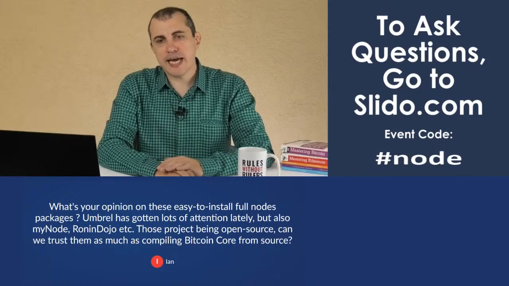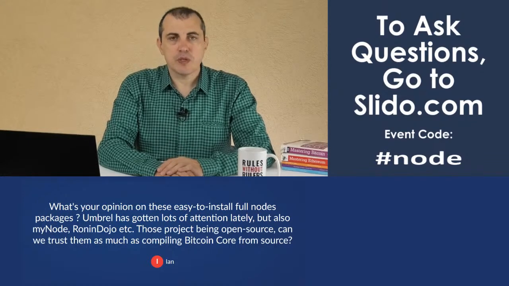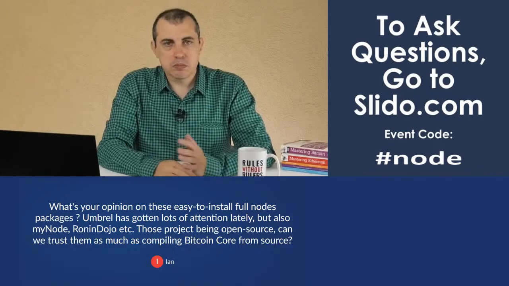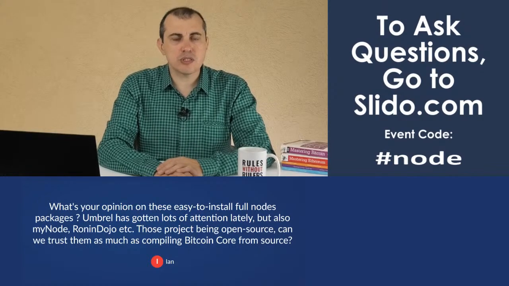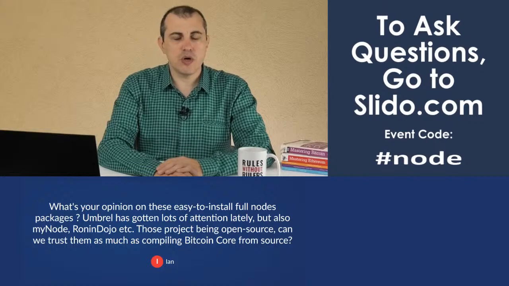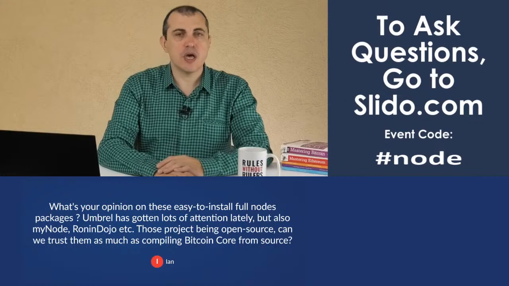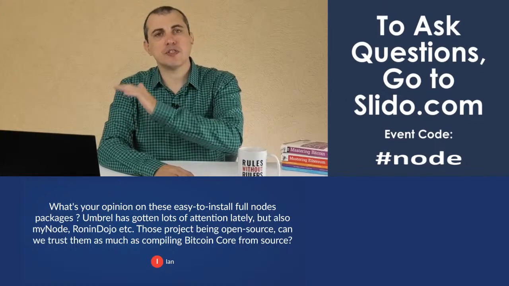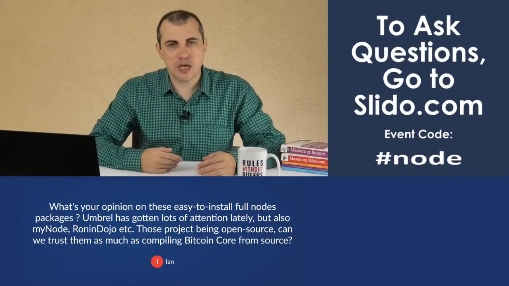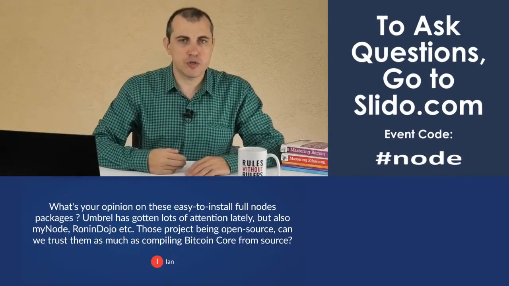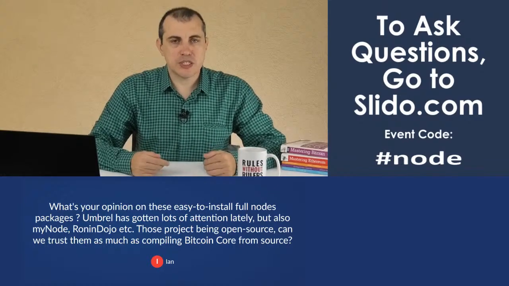So to answer the last question first, can we trust them as much as compiling Bitcoin Core from source? No. But does it really matter? Because effectively, you're trusting everybody else who's running a node for you if you're not running a node. So again, we have to think about this as climbing the staircase of sovereignty and self-custody. If you start at step 1 and you're using somebody else's custody for your wallet and somebody else's node for your wallet and somebody else's block explorer, then you're trusting all of these people to do consensus for you.